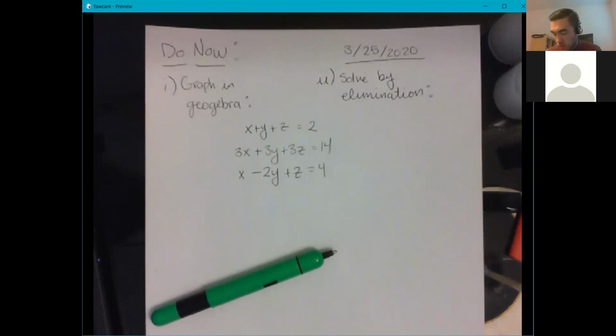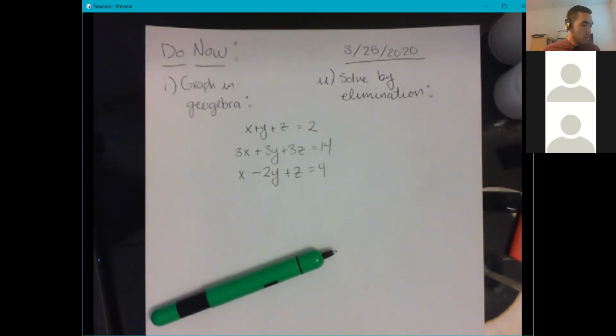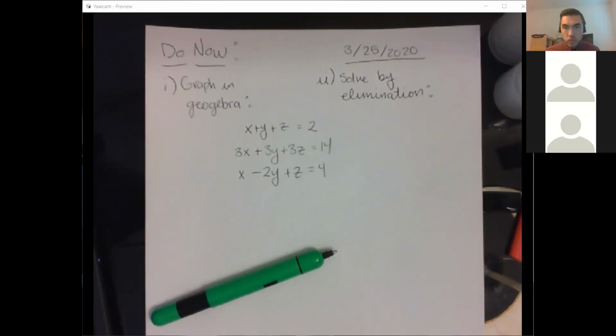So who noticed what about the graph? The first two are parallel. Yeah, x and z are parallel. Yeah, I like that. So yeah, let me go ahead and switch capture over there.